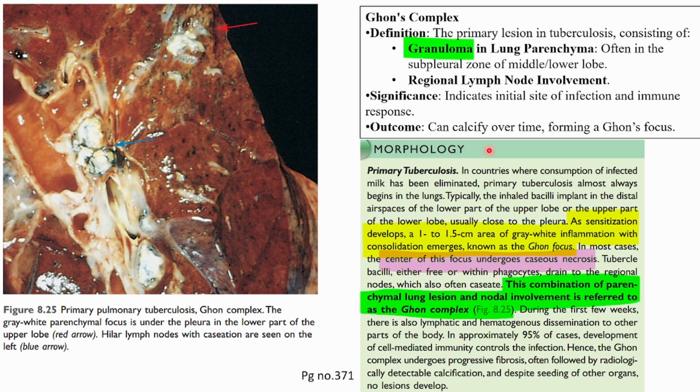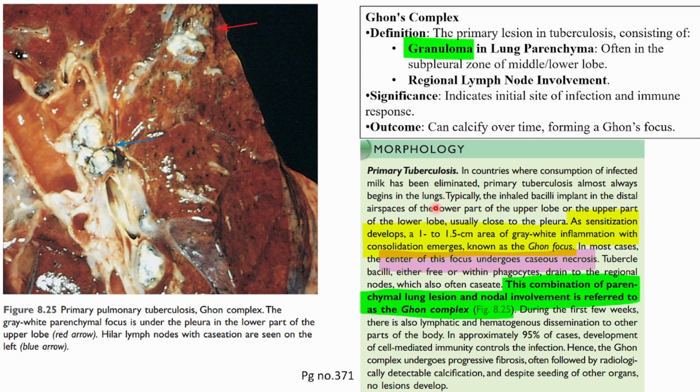So in Robbins, what does it say? Primary tuberculosis, in countries where consumption of infected milk has been eliminated, almost always begins in the lungs. So initially in the past, let's suppose in India, because in India we consume a huge amount of milk, there was no pasteurization of the milk, right?